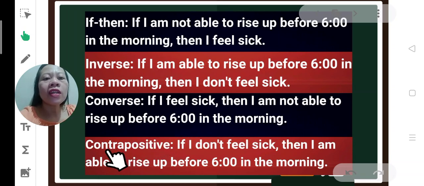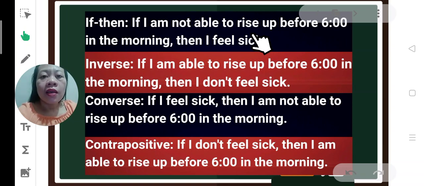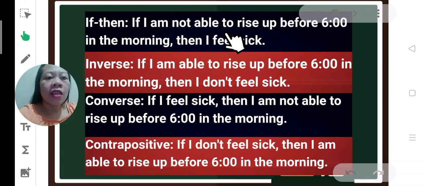And then for the contrapositive, we are going to switch the hypothesis and the conclusion of the original statement as well as negating or taking the opposite of the hypothesis and conclusion. So we have this one: if I don't feel sick, then I am able to rise up before 6 o'clock in the morning.